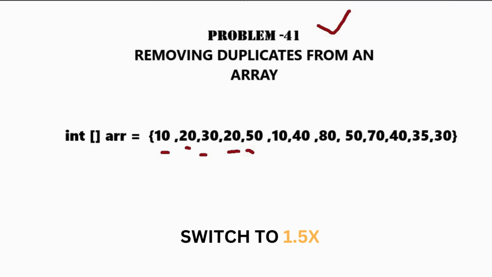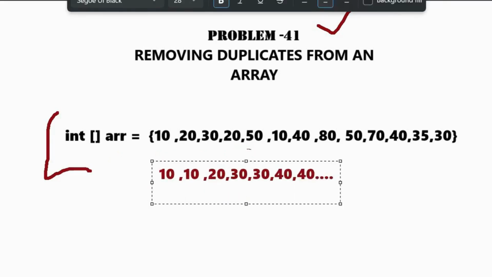How we will do that? First we will sort the array. Okay, we will sort this array. Then after sorting, all the duplicate elements will come together. For example, after sorting, all the duplicate elements will come together.